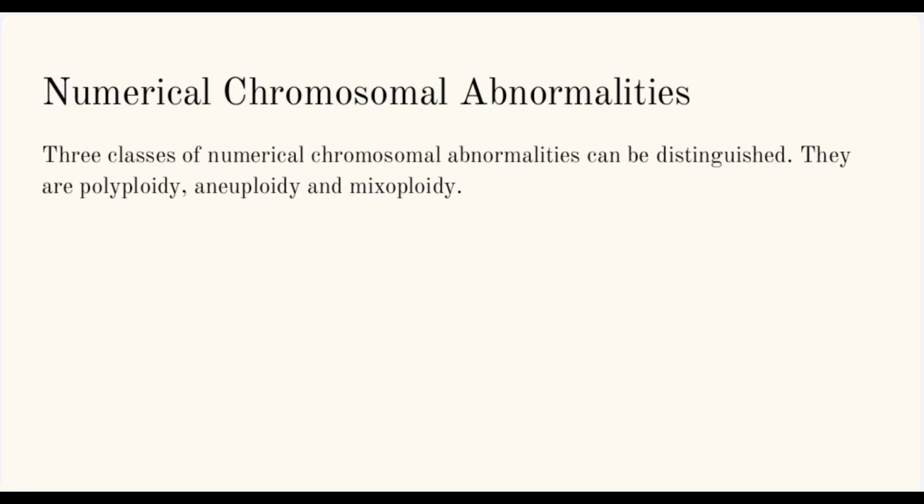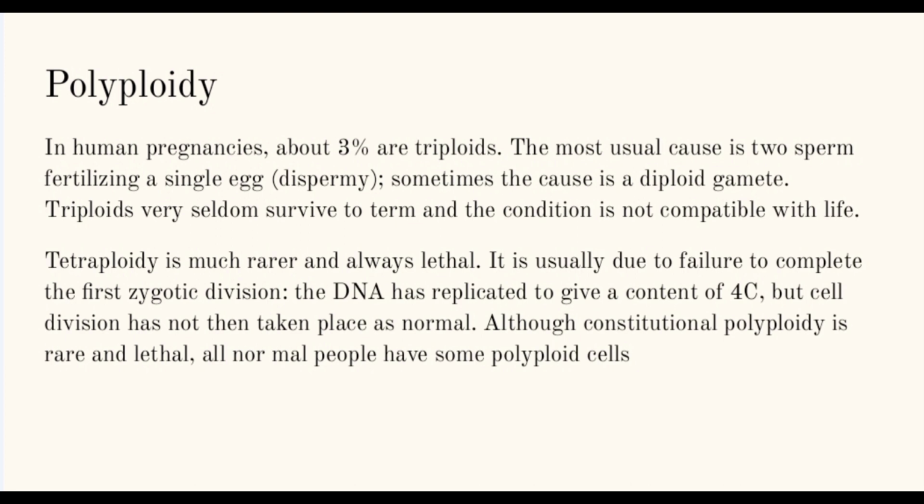Numerical chromosomal abnormalities. Three classes of numerical chromosomal abnormalities can be distinguished. They are polyploidy, aneuploidy, and mixoploidy. Polyploidy. In human pregnancies, about 3% are triploids, the most usual cause being two sperm fertilizing a single egg. Sometimes the cause is a diploid gamete. Triploids seldom survive to term, and the condition is not compatible with life. Tetraploidy is much rarer and always lethal. It is usually due to failure to complete the first zygotic division.